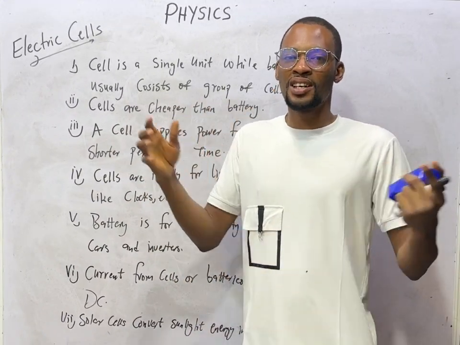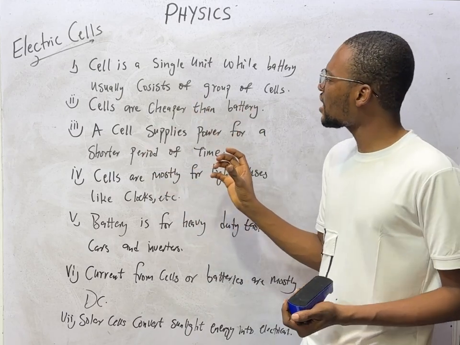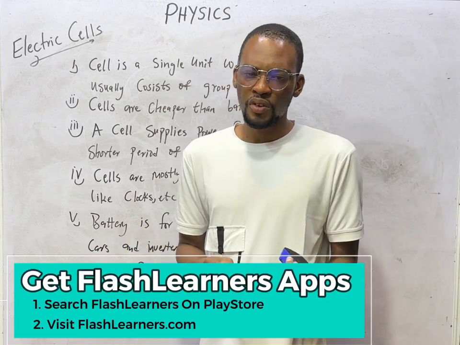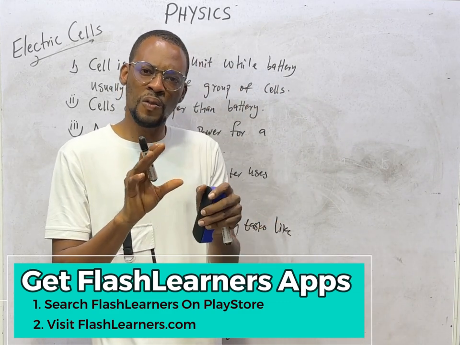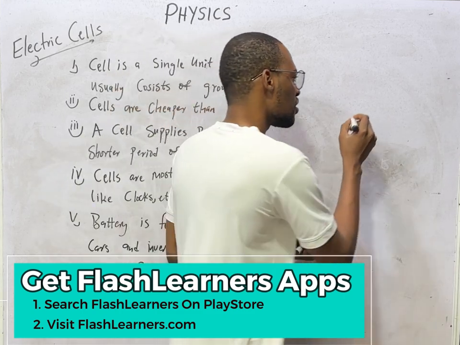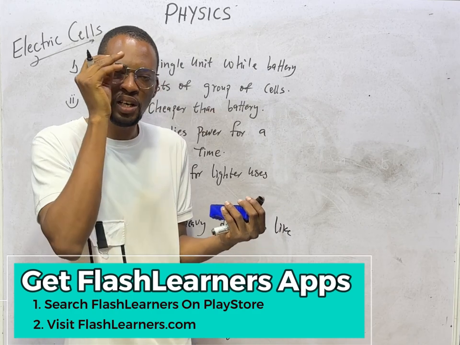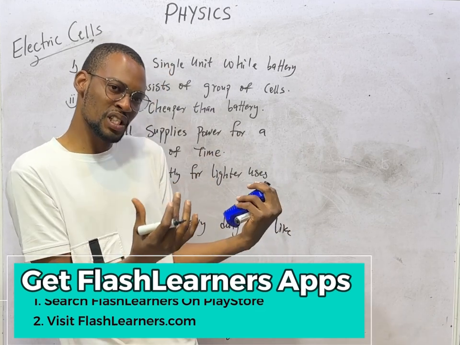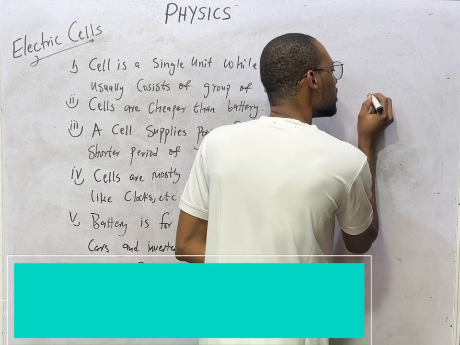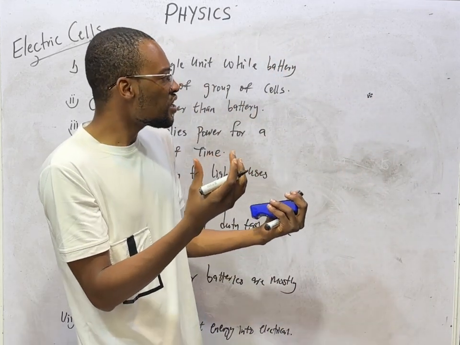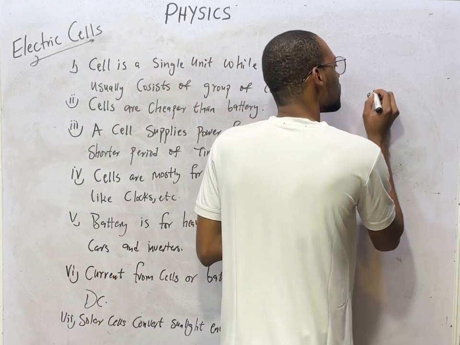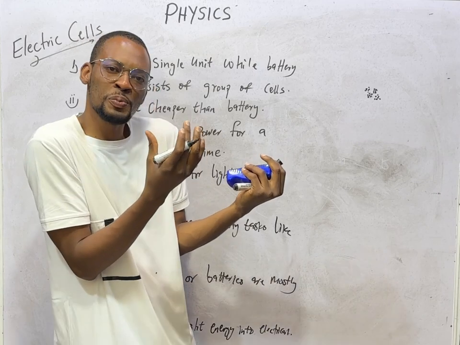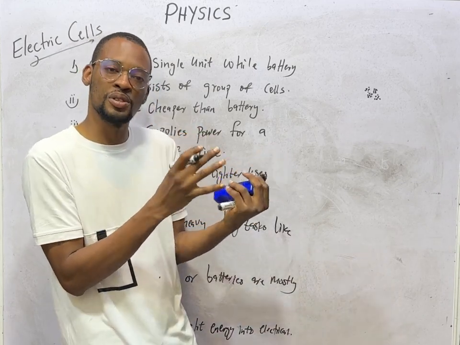Let's compare cells. A cell is a single unit, while a battery usually consists of a group of cells. If you are a biology student, you understand that the cell is the unit of life, the simplest unit of life. And if similar cells come together to perform a specific function, which means instead of this one cell we have many of them, we call them tissue. If this tissue, another tissue like this, and another, come together to perform similar or specific tasks, we call that group of tissues an organ.